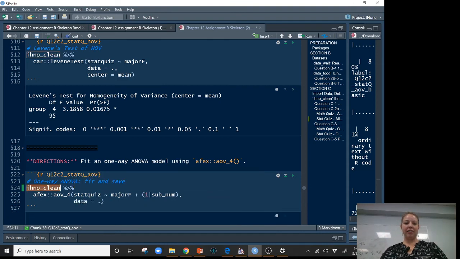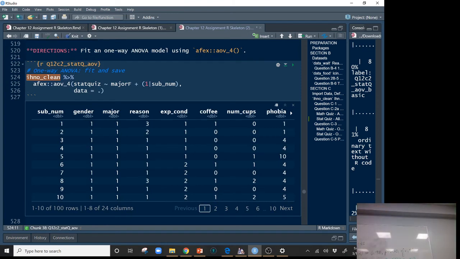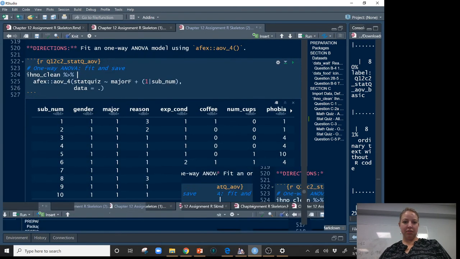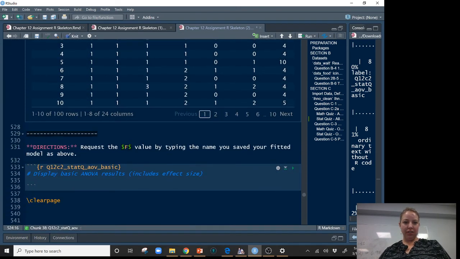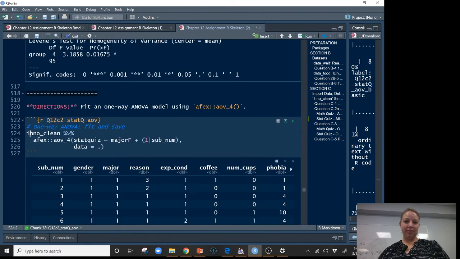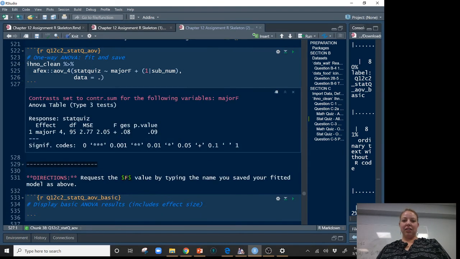Because if I look at my data set, subnum is our ID variable, so that has to go in the parentheses, and we only have one observation per person. We're not doing any repeated measures. Now let's save it as a name. Okay, what should we name this one? Actually, it told us to save it as AOV_statquiz. Oh, okay, AOV_statquiz. That must have been up above.